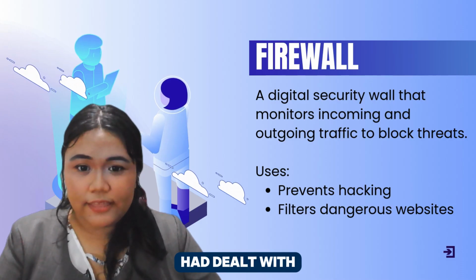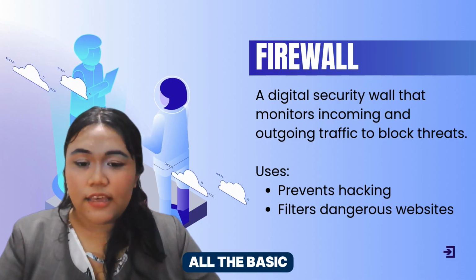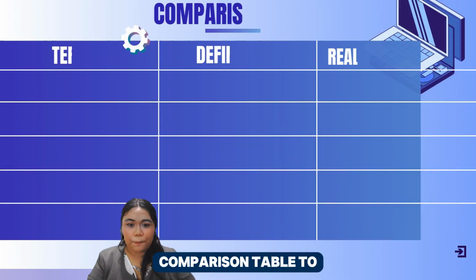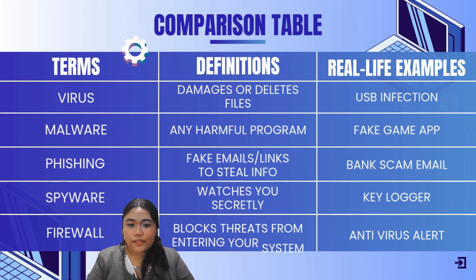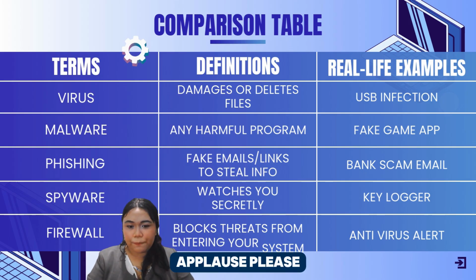And since we have dealt with all the basic computer threats, here is a comparison table to summarize our lesson for today. Can anyone read what a virus is? Then read its description and use the example of it in your own sentence. Go ahead. That is right. Very good. A round of applause, please. And for that, I will give you 5 points.